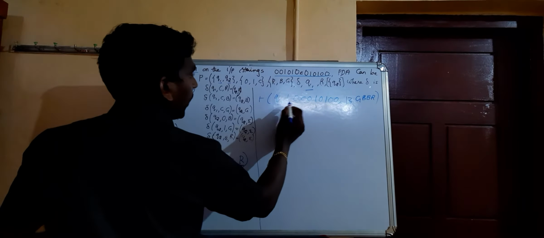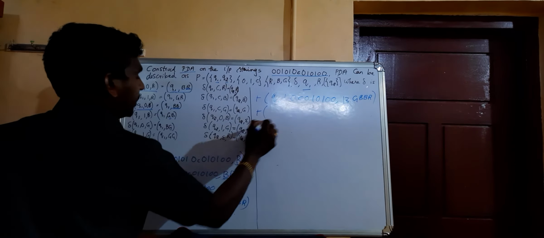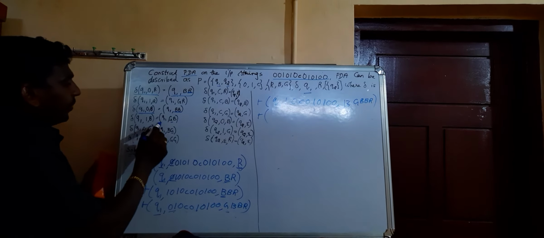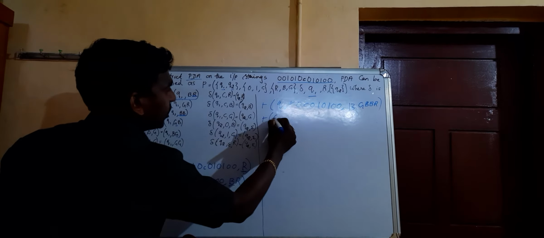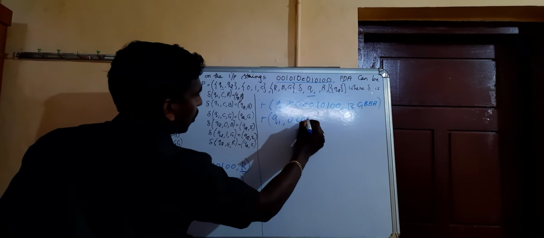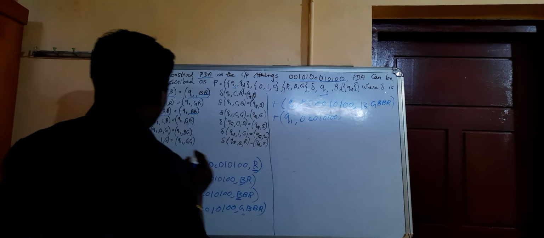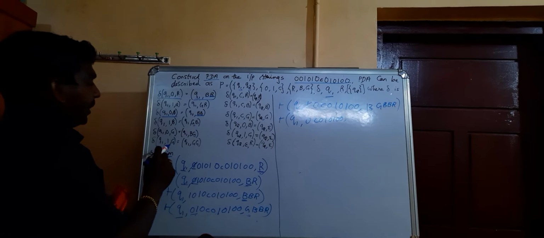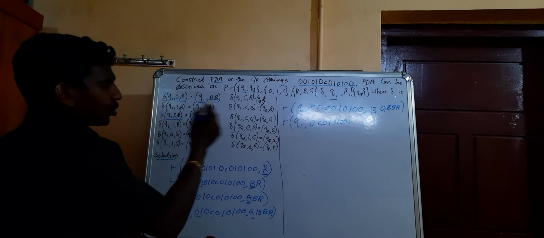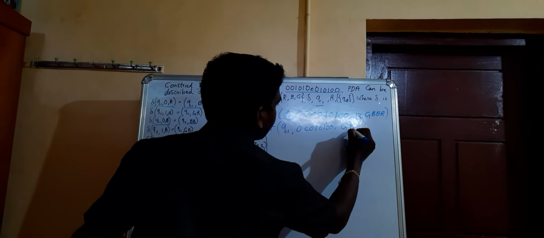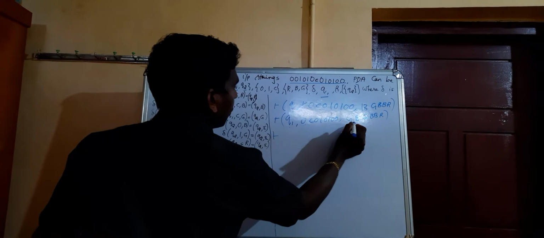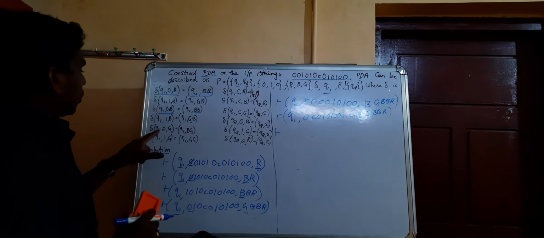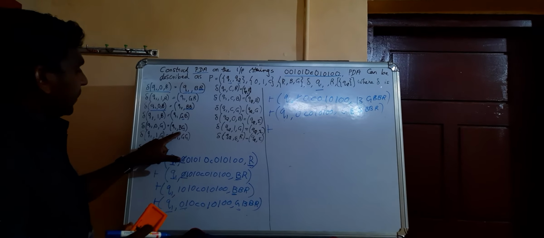Okay. Now Q1 1B. Q1 1B is there, so this is popped from the stack. So Q1 comma 0 C 0 1 0 1 0 0 comma Q1 1B, it is there. So G is pushed into the stack. So G B, B R. Now Q1 0 G, already B is there.